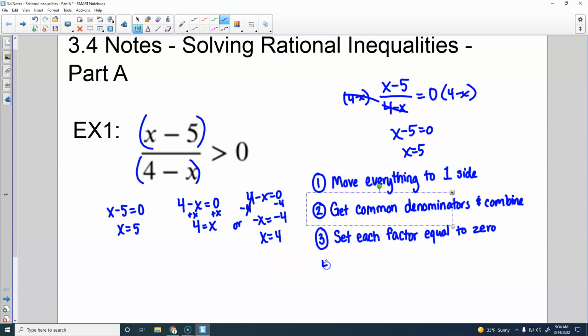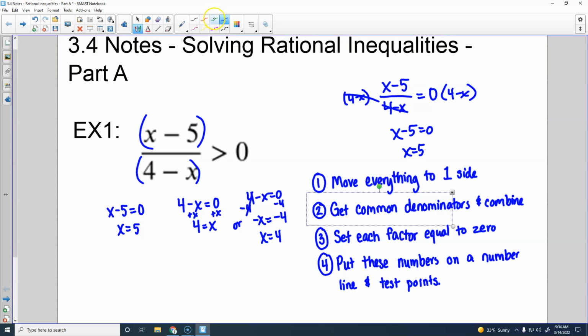We are going to put these numbers on a number line. And test points. Okay, so let me show you what that looks like.